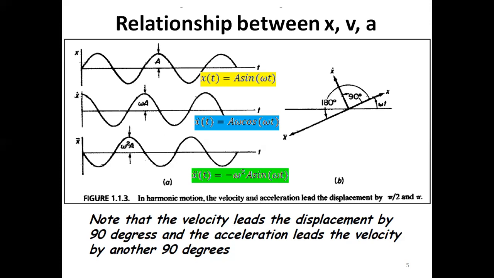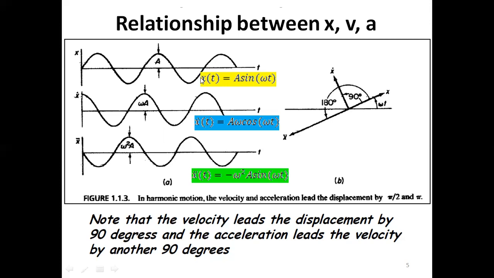All three of these are vectors. Displacement is a vector, velocity is a vector, acceleration is a vector. So we could plot these three vectors. Let's say this vector represents the displacement. This is capital X.